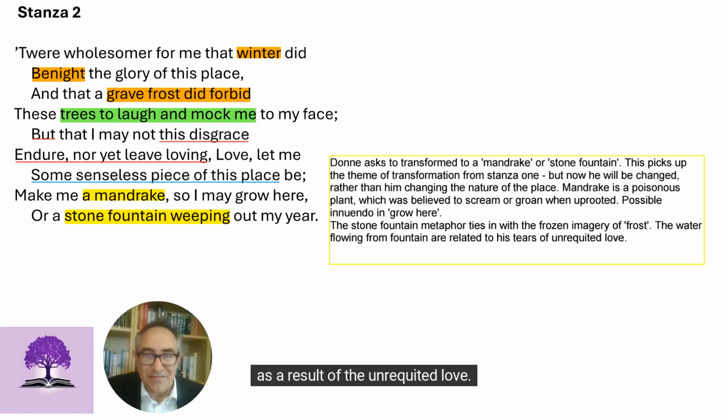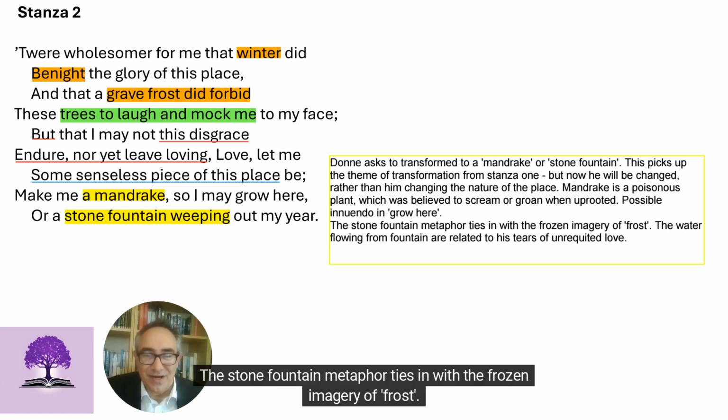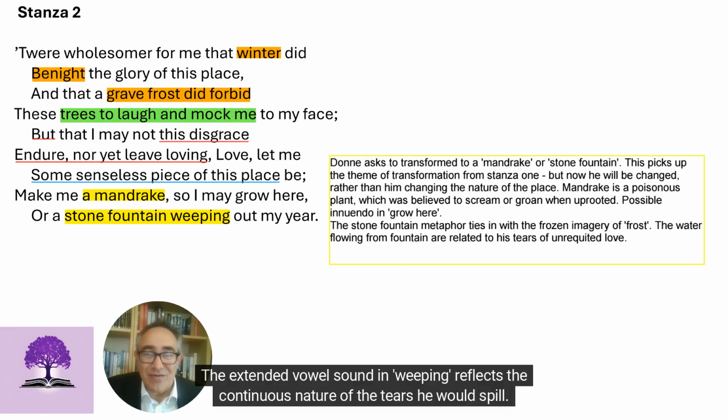The stone fountain metaphor ties in with the frozen imagery of frost. The water flowing from the fountain relates to his tears of unrequited love. The extended vowel sound in "weeping" reflects the continuous nature of the tears he would spill.